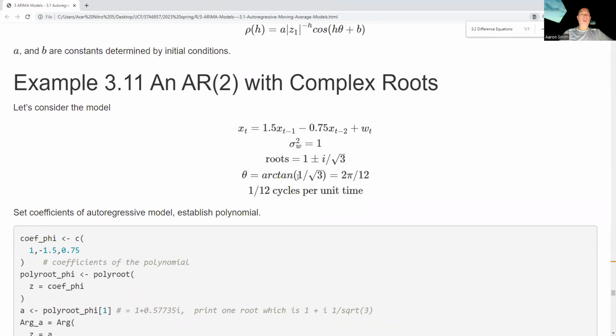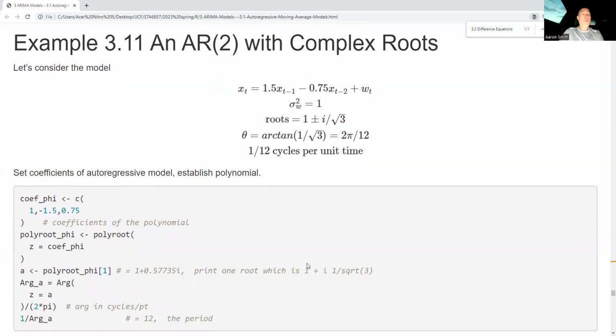So when I take the inverse tangent of 1 over square root of 3, the ratio of the real and imaginary parts, I see I get pi over 6. Well, pi over 6 is the same as 2 pi over 12. Remember, 2 pi is the period of sine and cosine. So I'm going to go with 2 pi over 12 instead of pi over 6, because this gives me that I see 1 over 12 cycles per unit time.